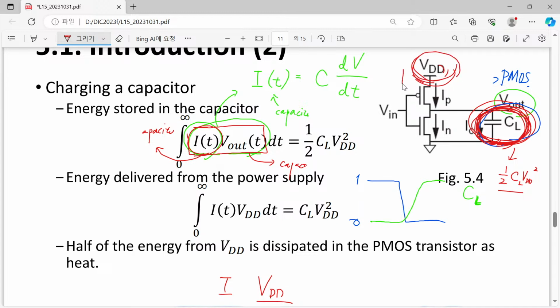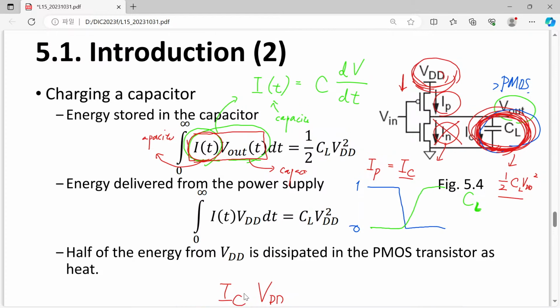And how about the current? Of course, we must consider the PMOS current. However, in this case, we make an assumption that our MOSFET is completely off, so we have no current at all. Then if we follow these graphs, this convention, then we can say that IP, the PMOS current, is exactly the same as the capacitor current. So now we can say that this is just a capacitor current.